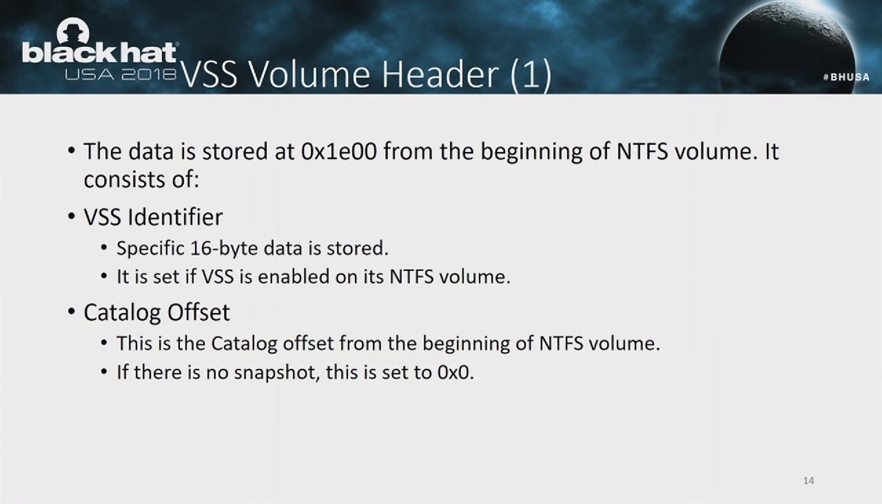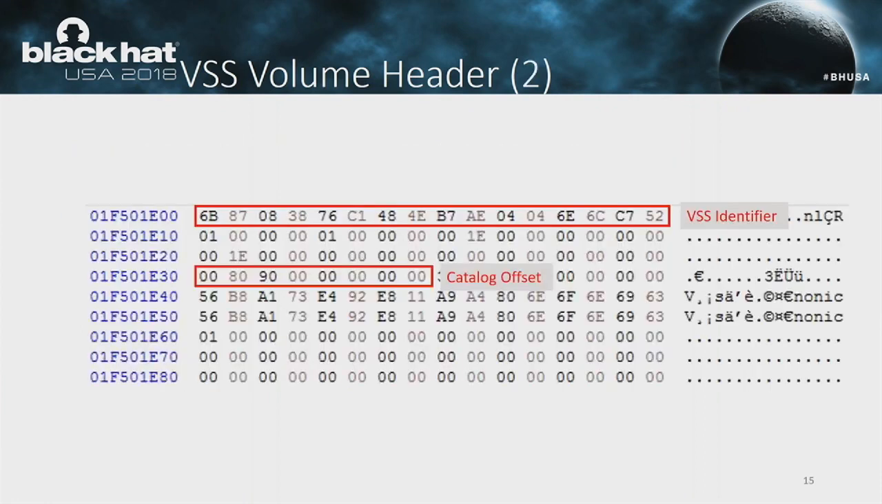They are the VSS identifier and the catalog offset. The head of the catalog and each store data have the same value as the value of the VSS identifier. Therefore, we can use it as a signature for finding them. This figure is a sample of a VSS volume header. You can see the VSS ID and a catalog offset here and here.